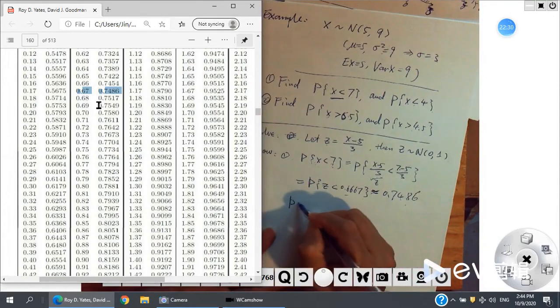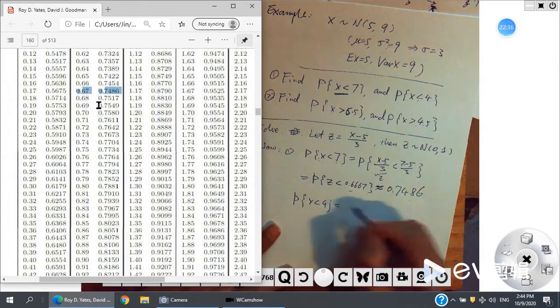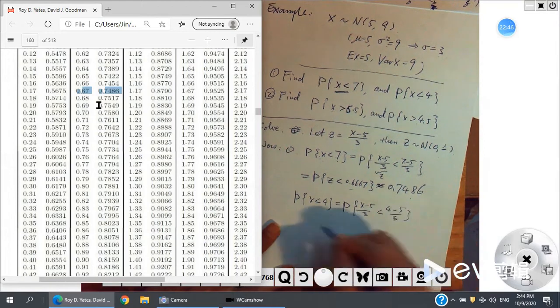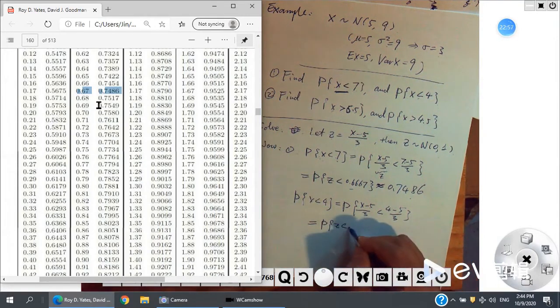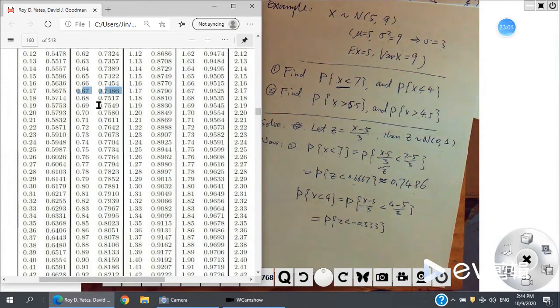So P of X smaller than 4. And what is it? This is the probability of X minus 5 over 3 smaller than 4 minus 5 over 3. So this is the probability of Z smaller than what? It's negative 1 over 3, so this is negative 0.33. I only need 2 decimal places there. So Z should be a value smaller than negative 0.33.